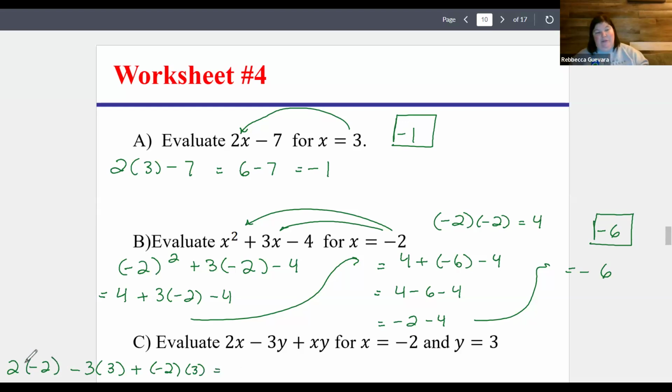So we got multiplication, 2 times -2, -4. So that's the first going left to right. The next one is going to be this -3 times 3, -9. Then -2 times 3 is -6. -4 plus 9 is -13. And -6, this is going to be -19.